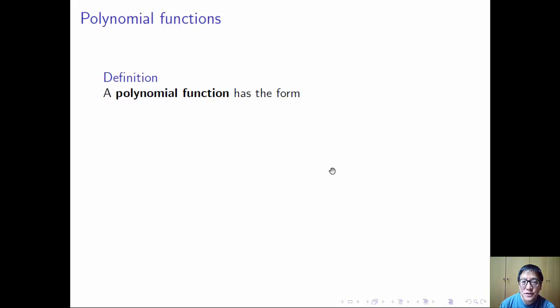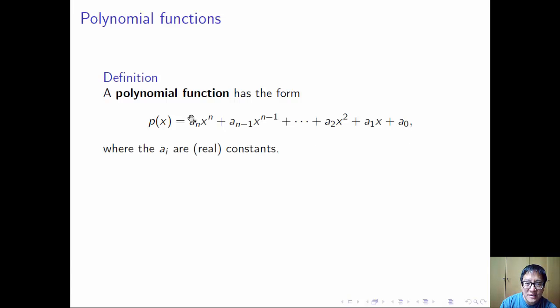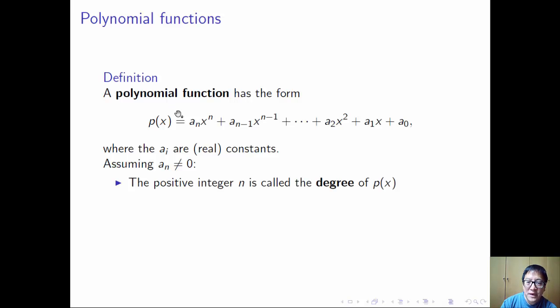All right, turning now to polynomial functions. A polynomial function has the form p of x equals a sub n times x to the n plus a sub n minus 1 times x to the n minus 1 plus a bunch of other things all the way down to a2 times x squared plus a1 times x to the 1, which is really just x, plus a0 times x to the 0, which is just a0, where these a's, a sub n, n minus 1, and so on, are real constants. Assuming that a sub n is not equal to 0, and I haven't written this out in some silly way, because if a sub n were 0, I could just erase this and write it with less effort, then this positive integer n is called the degree of p of x.